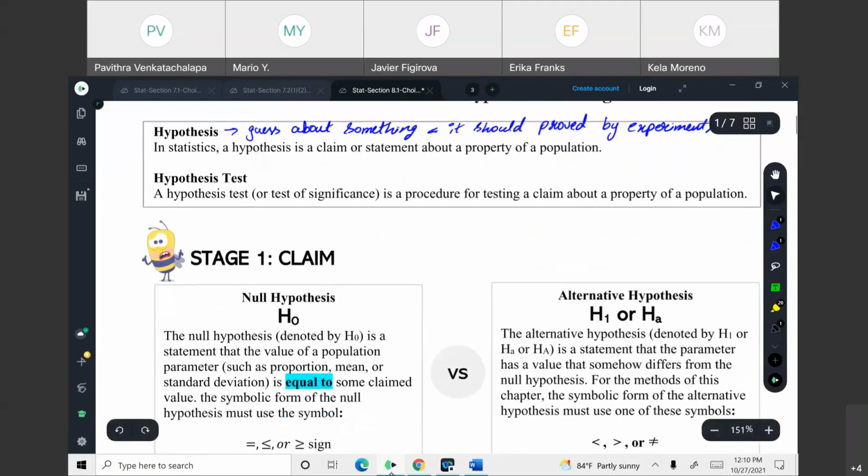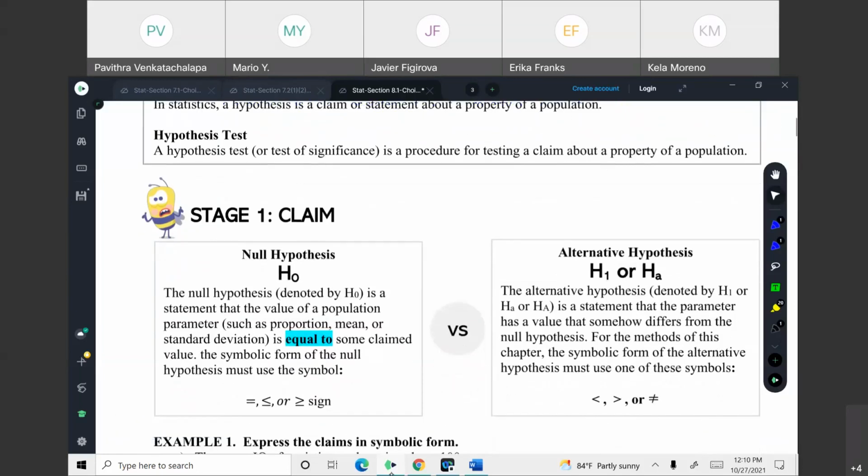Now, what is hypothesis test? If you're testing the claim, so whatever you say or whatever you guess in your hypothesis, that is called a claim. Okay, so if you're testing your claim, then that is called a hypothesis test. It could be through experiment or observation. So if you are doing that, it is called a hypothesis test. Okay. Now, in hypothesis, we have two types: null hypothesis and alternative hypothesis.